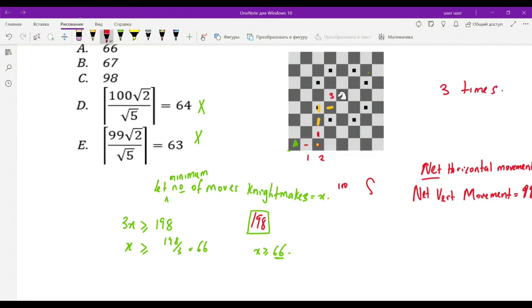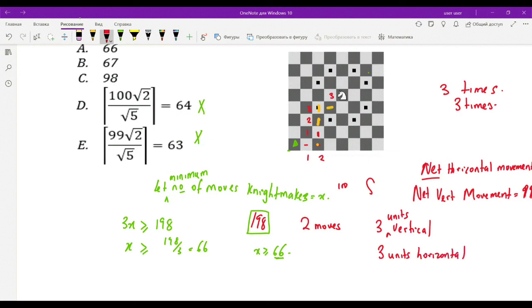And how many times have we moved in the vertical axis? These are horizontal movements, so we'll count this 1, 2, 3. I've also moved 3 times in the vertical axis. And how many moves have we made? Just 2 moves. So in 2 moves, we are able to move 3 units vertically, and we are able to move 3 units horizontally.